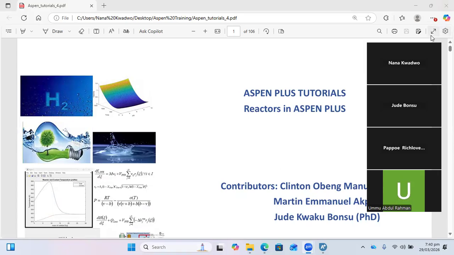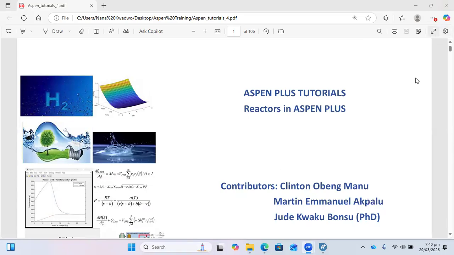So last week we looked at working with distillation columns in Aspen, and we specifically looked at using the DSTWU and then the RadFrac blocks. So starting with a shortcut model and then transitioning to a more rigorous model. So today we want to look at reactors, and we can have something a bit similar.